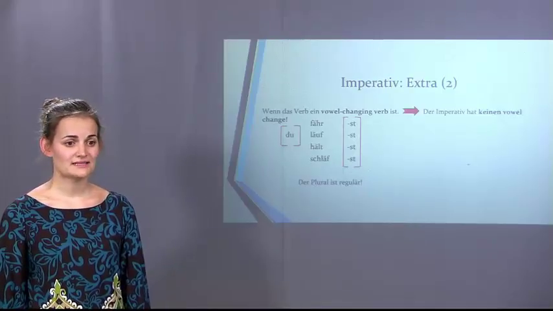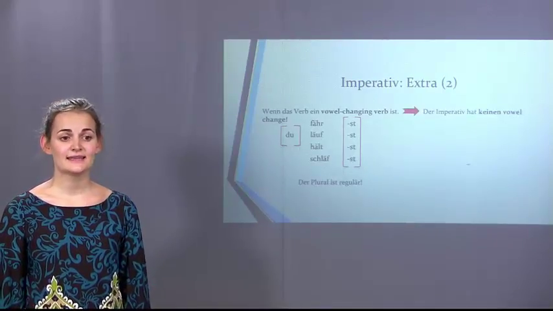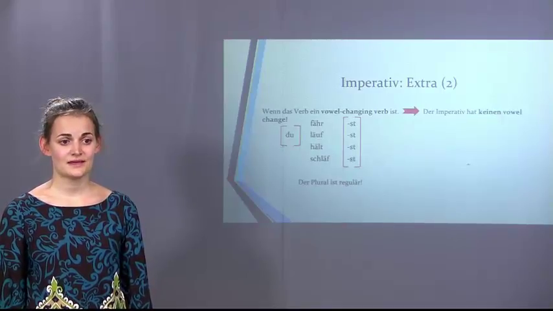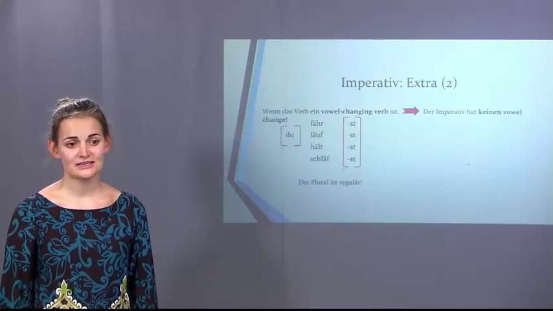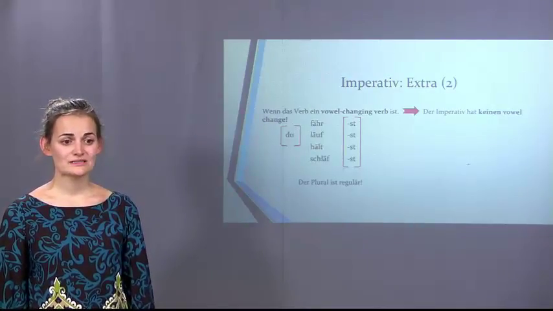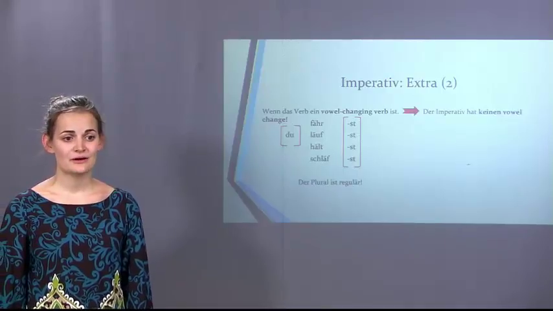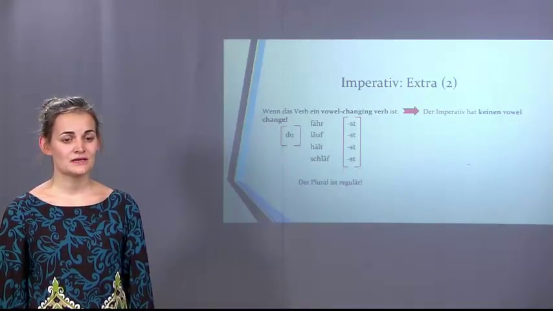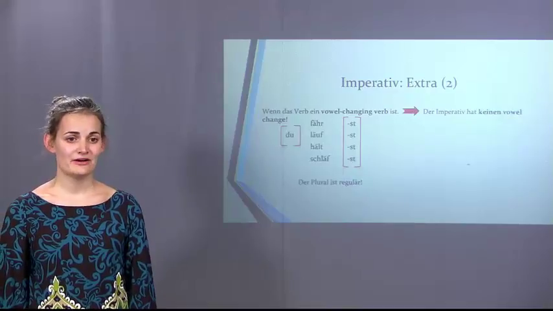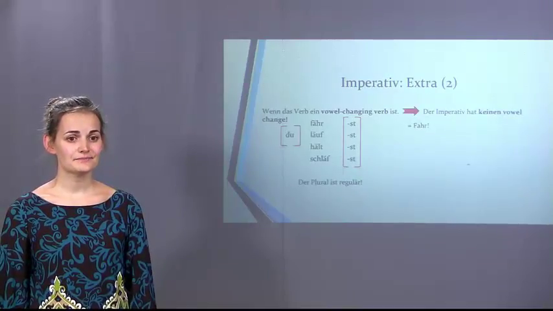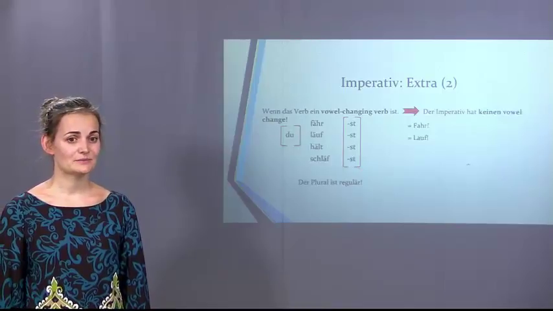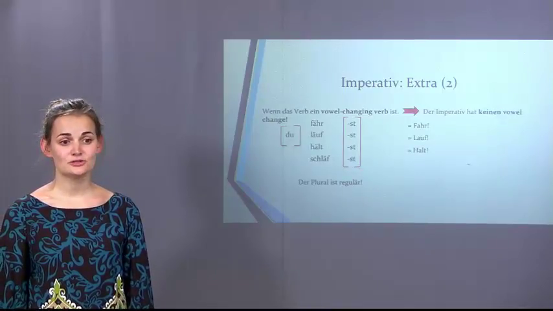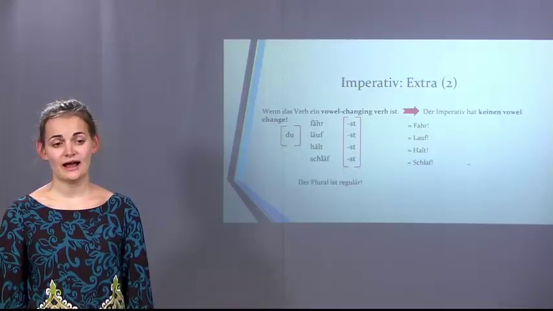So remember, in the present tense you have some verbs that change the vowel in the second and third person singular. For example, ich fahre, but du fährst. So here you have a vowel change. Now importantly, in the imperative, those vowel changes don't take over. So du fährst in the imperative is fahr. Du läufst in the imperative is lauf. Du hältst becomes halt, and du schläfst becomes schlaf.